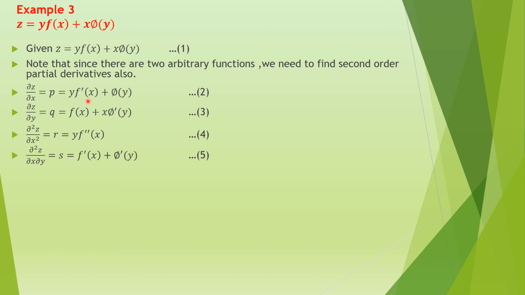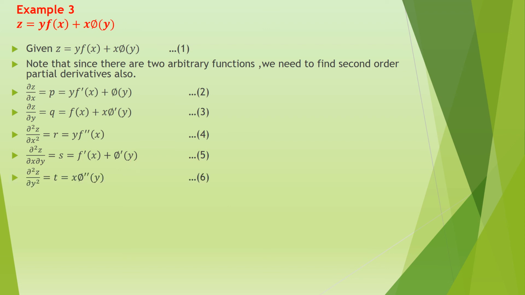So what we get? Y into f dash of x, here f dash is constant, derivative of y is 1, plus phi of y, what is the derivative? Phi dash of y. So we got s equal to f dash of x plus phi dash of y.